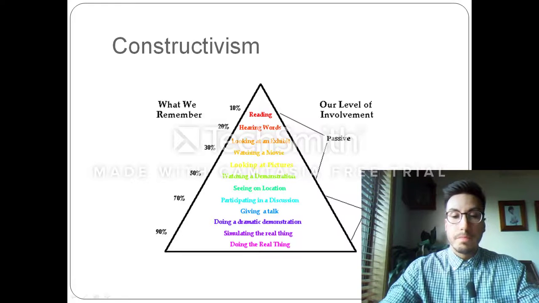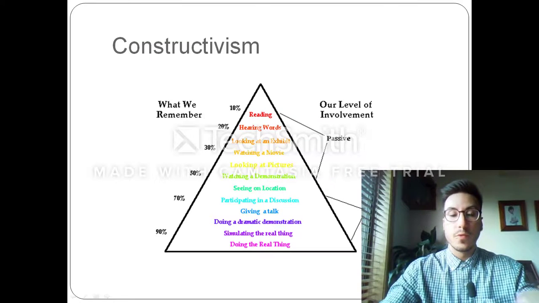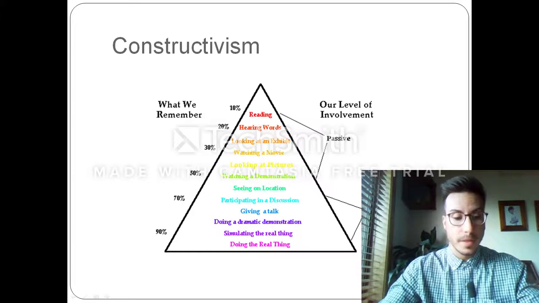So by doing physically active tasks like building projects, building posters, getting kids to be hands-on, then we can get them to learn more and get them to retain a lot more information. This is known as constructionism, a branch off of constructivism.